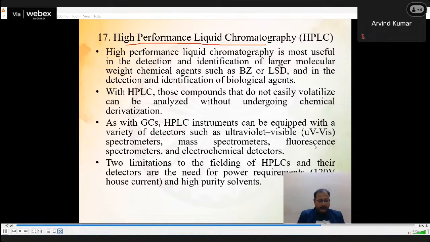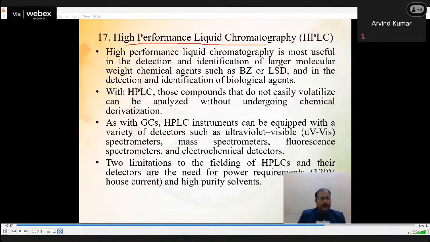So it is very important to understand that this type of group is focusing mainly upon particular groups. Two limitations of fielding the HPLCs in the literature are the power requirements. It requires 120 volt current and high purity solvents. So we can focus upon this and talk about, say, BZ or LSD. Both are important parameters and a type of CNS agent.